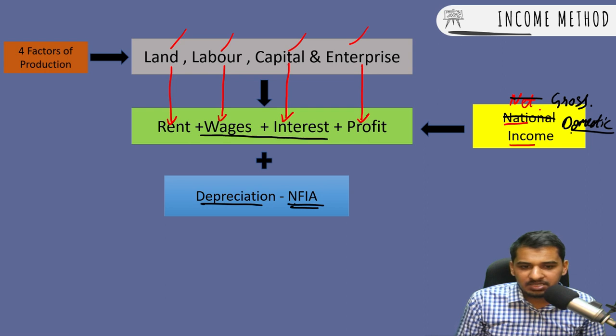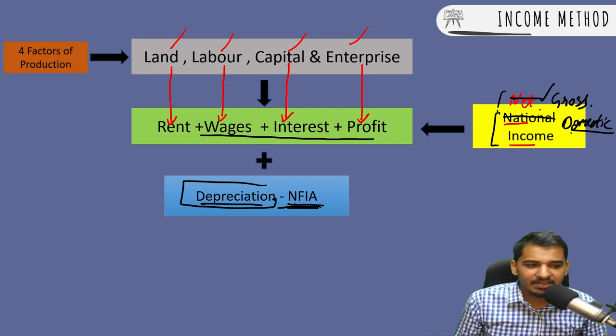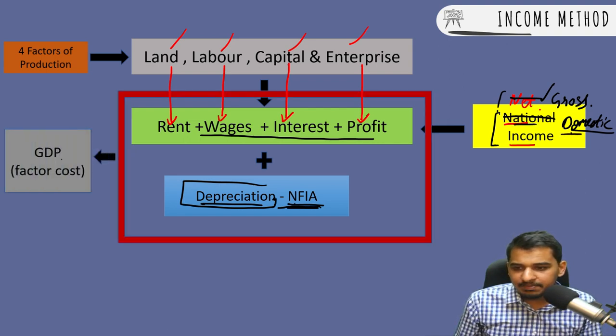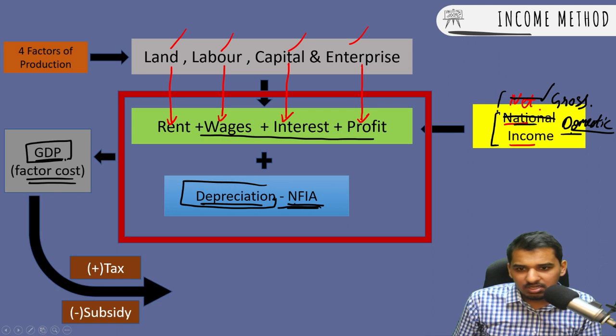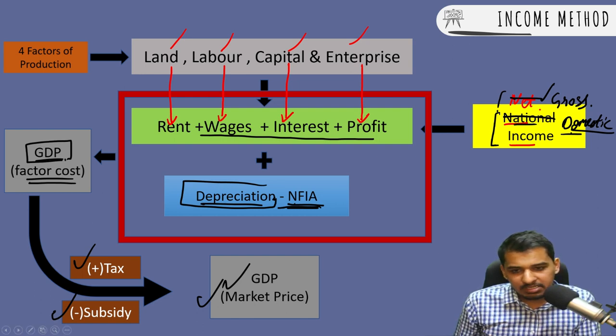Okay. So this is how you mathematically derive it. Rent plus wages plus interest plus profit. This was your national income or net national income. You added depreciation, so this became gross. From net it became gross, and you subtracted the NFIA. So from national it became domestic. So this will give you GDP at factor cost. Please remember, this is gross domestic product or gross domestic income at factor cost. Now you will be adding taxes and subtracting subsidy. So this will give you GDP at market price. So this is how the GDP is calculated.